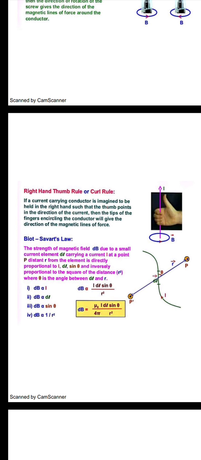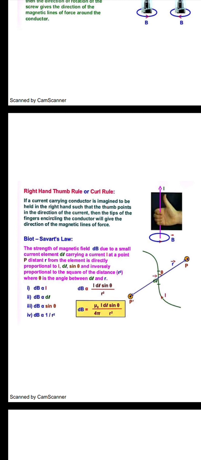The magnetic field of that small current element will also be small, so it is taken as dB, because the magnetic field is denoted by the letter B. It is a vector quantity and the unit of B is Tesla. So the magnetic field due to this small current element is taken as dB. This dB depends on the current also, that is dB is directly proportional to I. It will depend on the current element dl. It will also depend on the angle between the distance from the point P to the current element. The distance between P and dl is given by r, and the angle between r and the current element is theta.